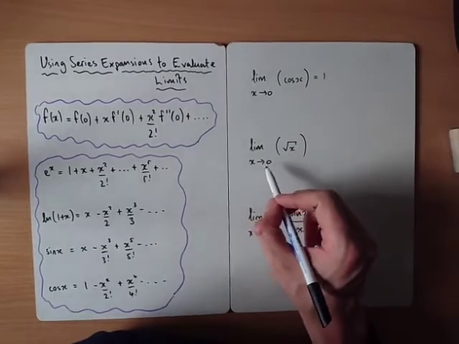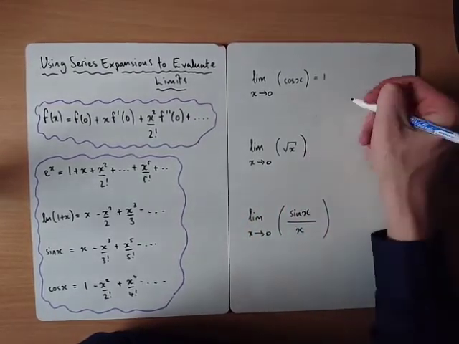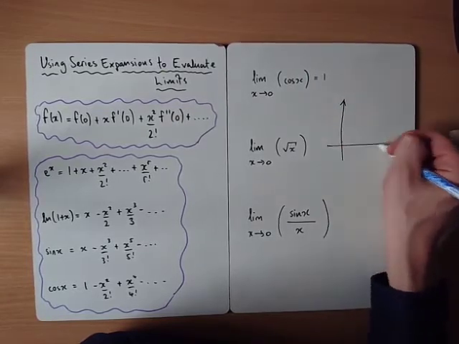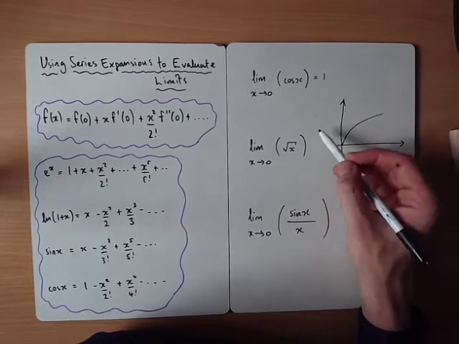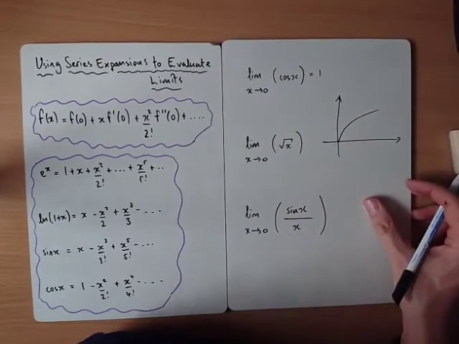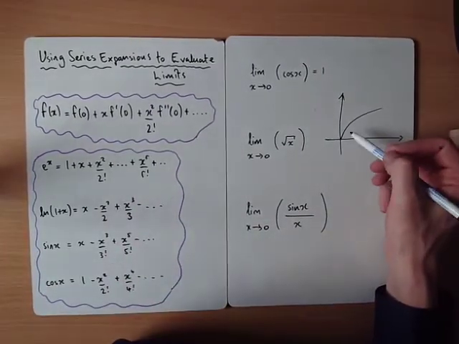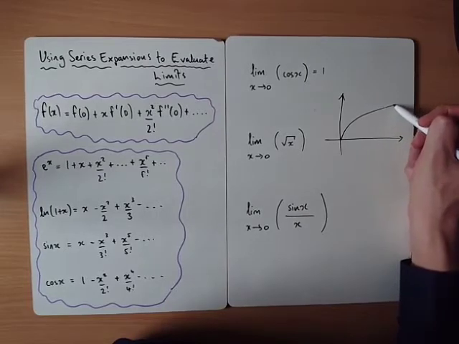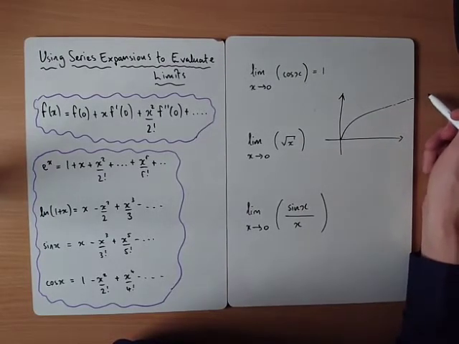So what would happen as x tends to 0 to the square root of x? Now if you think about it, if you know what the square root graph looks like, it's like the inverse of a quadratic, isn't it? So if you think about your quadratic graph, it's the inverse of that, and it's got this sort of shape. It does actually keep on increasing, as x gets bigger, the square root gets bigger. It just does it quite slowly.